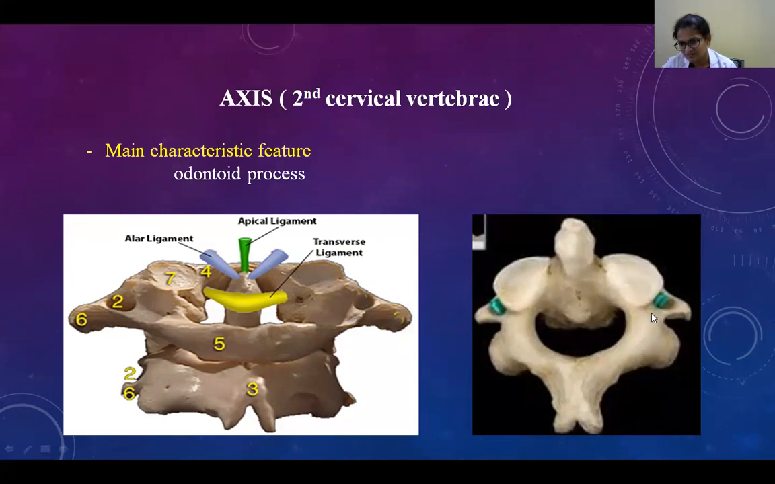And next, this is the transverse process. This transverse process is pierced by the foramen transversarium. This lateral articular facet overhangs the foramen transversarium.